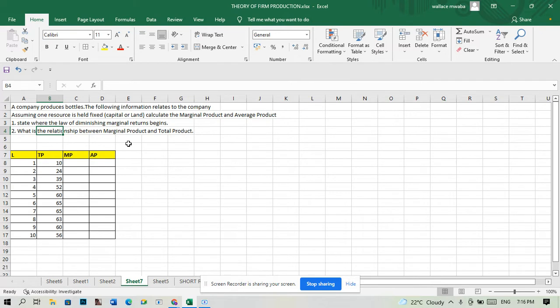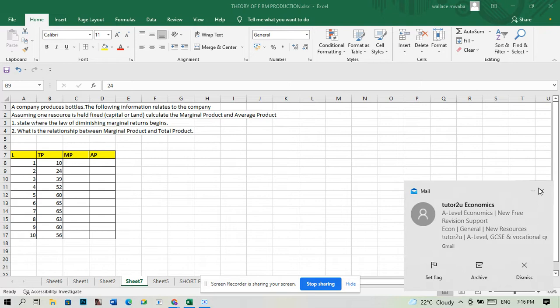So we're going to first start by finding the marginal product. Remember, the marginal product is the additional output by hiring one more laborer. As we can see here, with one worker, we're able to produce 10 bottles. With two workers, we're able to produce 24 bottles.